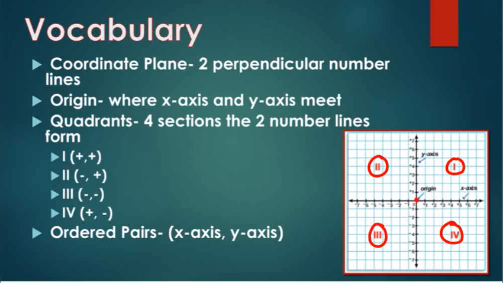And just to let you know with the quadrants, Quadrant 1, all of your coordinates are positive. Quadrant 2, your x is negative, but your y's are positive. Quadrant 3, both of them are negative. And quadrant 4, x is positive, your y's are negative. And when you write your ordered pairs, your x coordinate always goes first, followed by your y coordinate.